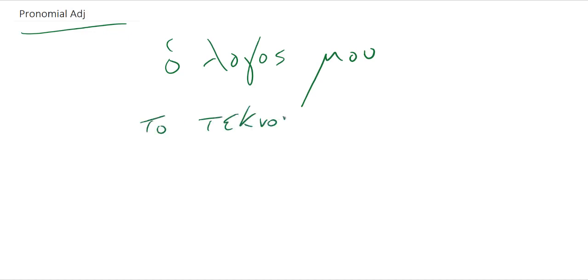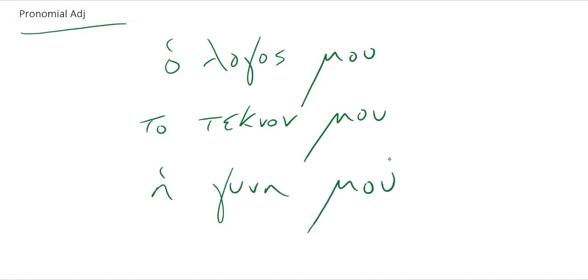We also introduce in this chapter, this is the last concept, the pronominal adjective, right? So if I want to say my word, I could say ho logos mou. I want to say my child, I say to teknon mou. I want to say my wife, I say he gune mou. There is only one form of the genitive possessive pronoun that I can use. It never changes. It doesn't matter if I'm describing a masculine thing, a neuter thing, a feminine thing, a plural thing. My words will be hoi logoi mou.